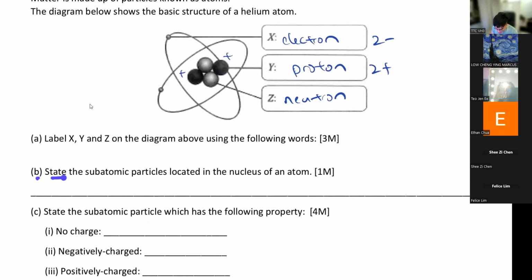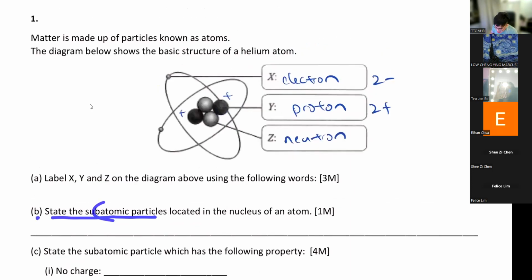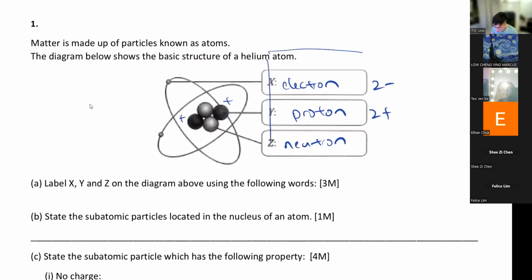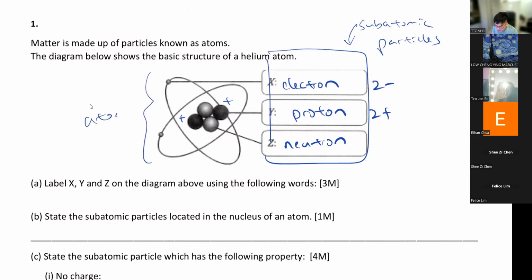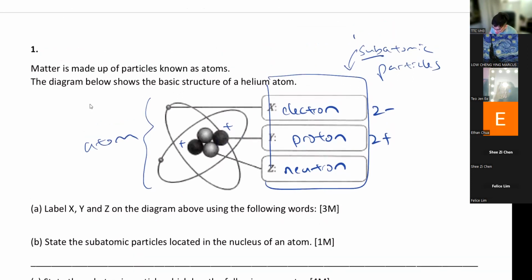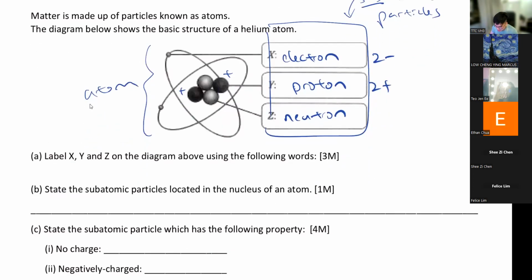All right, so B, state the subatomic particle. Okay, I forgot to mention, my mistake. These are what we call subatomic particles, right? Because this is an atom, right? Inside an atom, we call it subatomic because sub means inside. Okay, so subatomic. What is inside an atom?